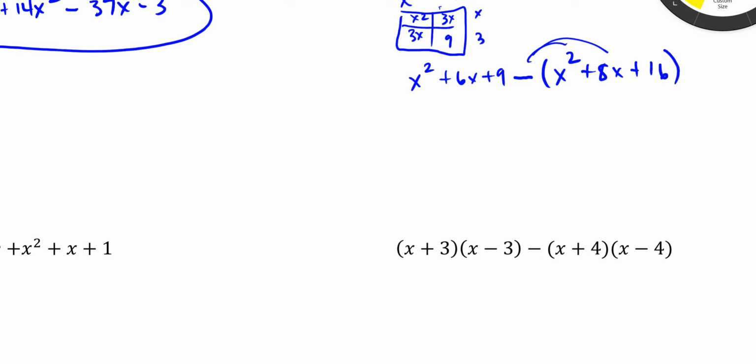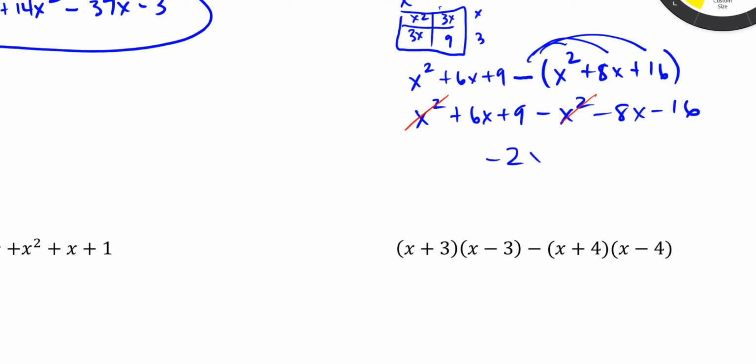All right, so next thing we have to do is distribute this negative. So we have x squared plus 6x plus 9 minus x squared minus 8x minus 16. So the x squared terms cancel completely. The 6x and the -8x become -2x. 9 and -16 becomes -7. There's our answer.